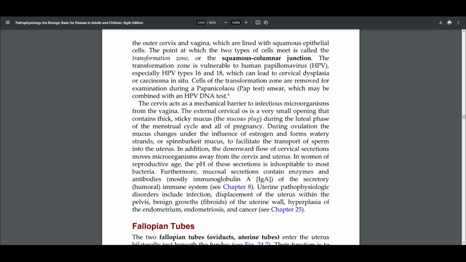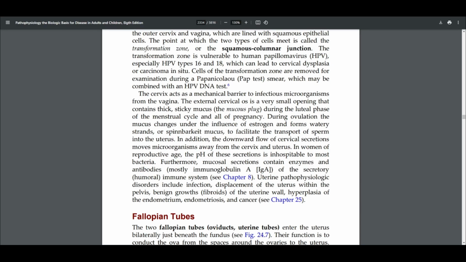The cervix acts as a mechanical barrier to infectious microorganisms from the vagina. The external cervical os is a very small opening that contains thick, sticky mucus during the luteal phase of the menstrual cycle and all of pregnancy. During ovulation, the mucus changes under the influence of estrogens and forms watery strands, or spinnbarkeit mucus, to facilitate the transport of sperm into the uterus.